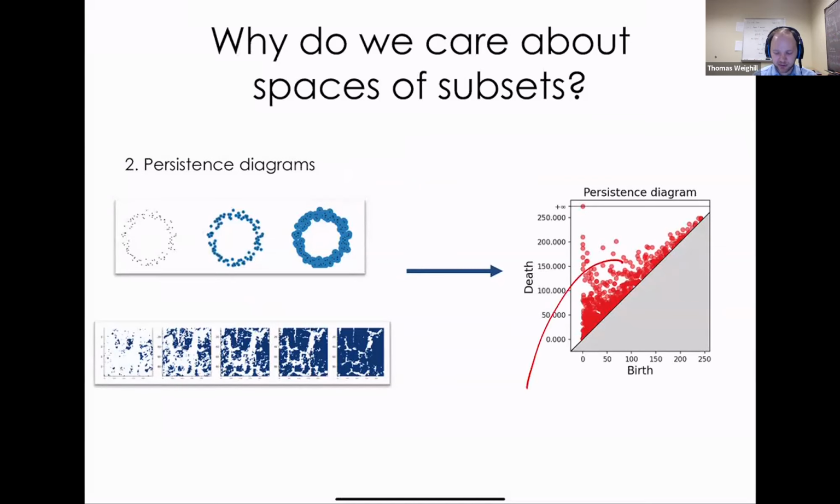But the thing I want to note is that this persistence diagram, as you can see here, is a subset of the plane. All the red dots, basically. So that it's a subset of the plane. And so, doing machine learning on persistence diagrams basically comes down to understanding how subsets of the plane interact, what their distance between each other is, what an average is, what a sum is, these kind of things.